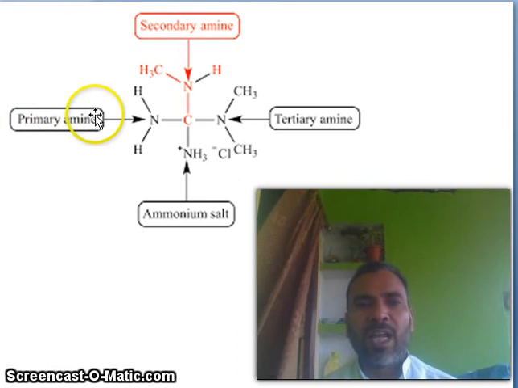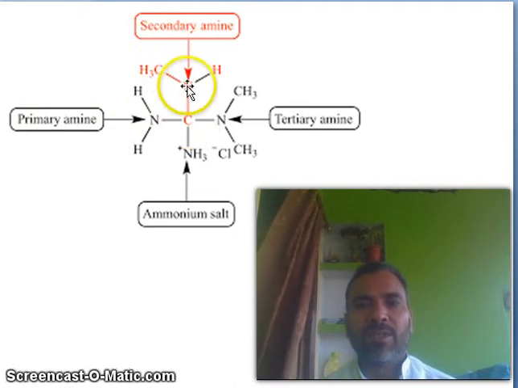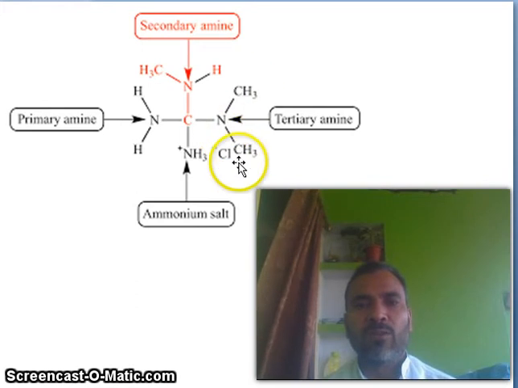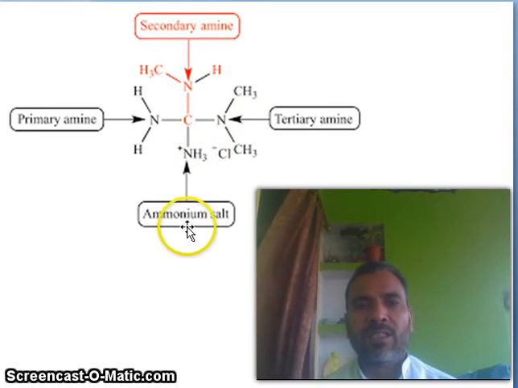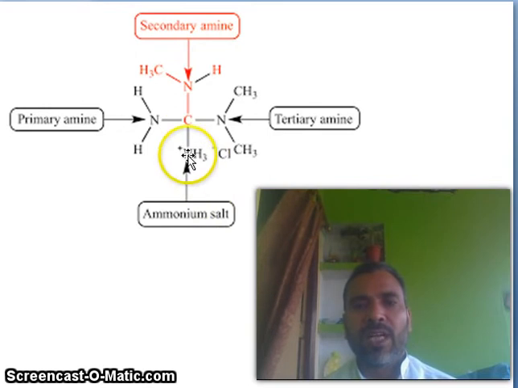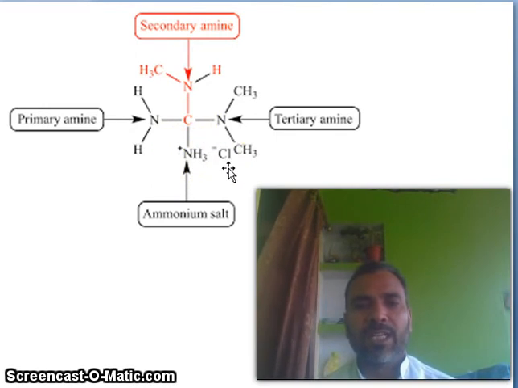You see primary amine. Nitrogen contains 2 hydrogens and 1 carbon. This is the secondary amine. Nitrogen contains 1 hydrogen and 2 alkyl, this carbon, this carbon. Now this is tertiary amine. Nitrogen contains 2 methyl groups and this is also carbon. And this is ammonium salt, quaternary ammonium salt. So you see nitrogen has 3 hydrogens attached with this carbon. So nitrogen has positive charge, and this positive charge is counterbalanced by this chloride ion.